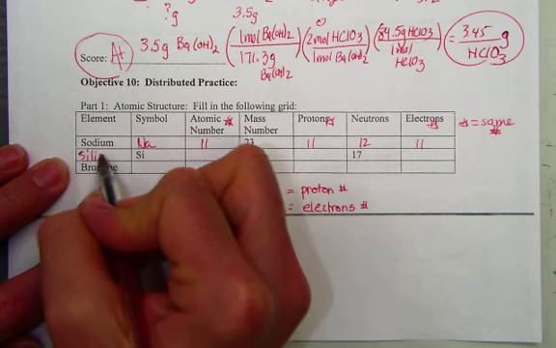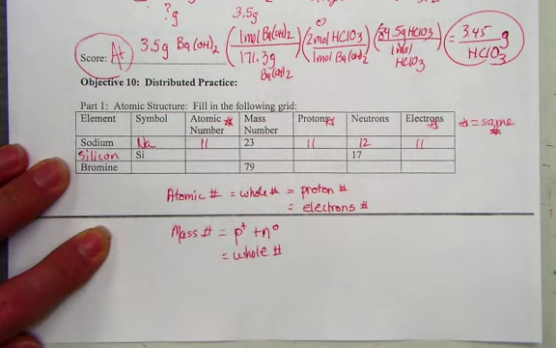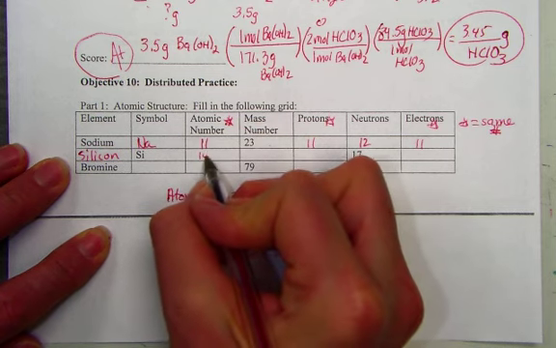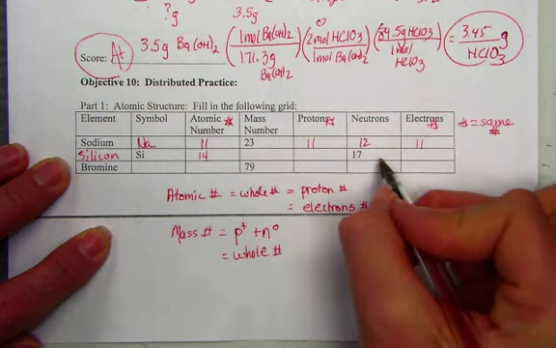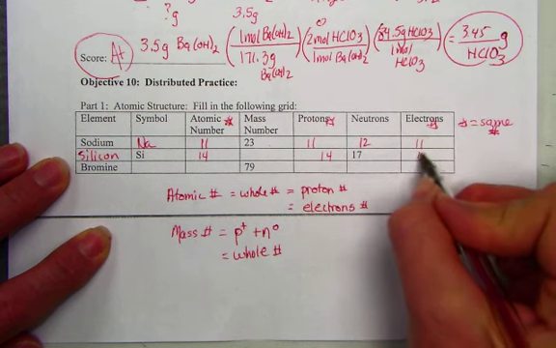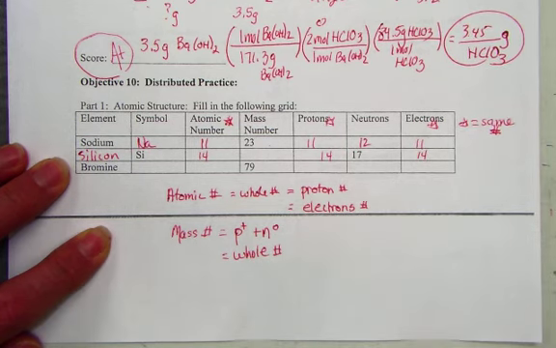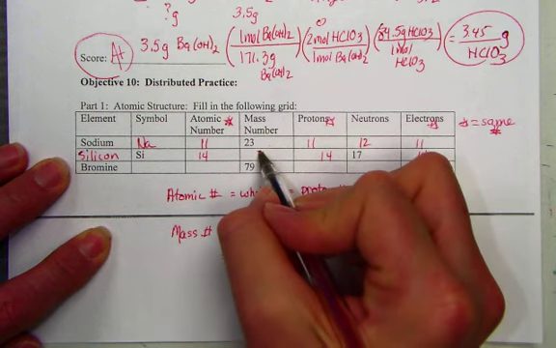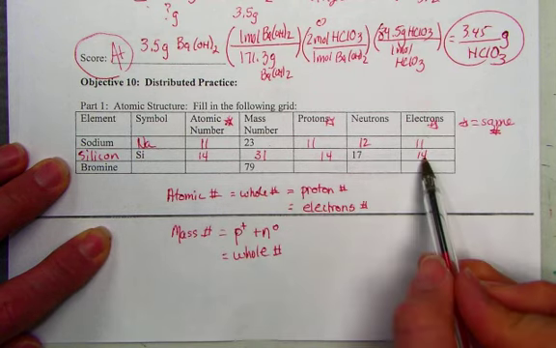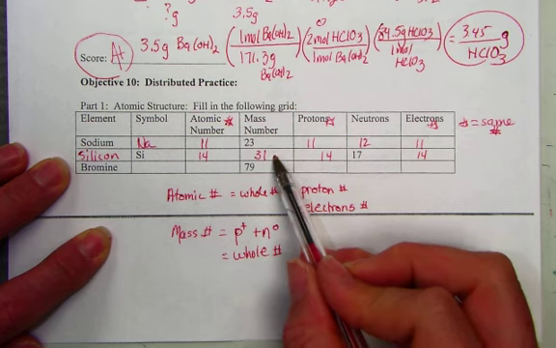The element called silicon has a symbol Si. Silicon is number 14, so I now know it's 14 protons and electrons. And 14 plus 17 is 31 for the mass number. So again, 14 plus 17 found the mass number.